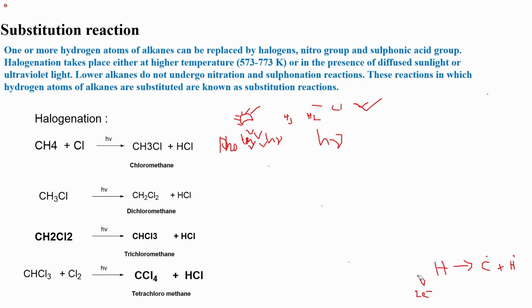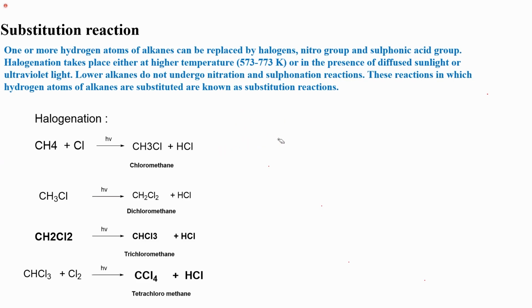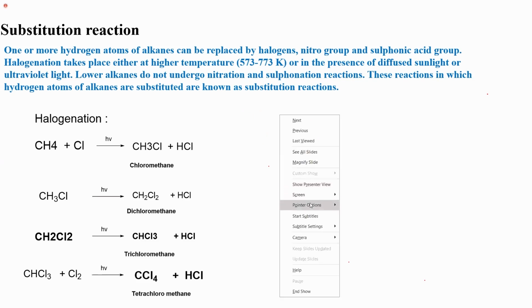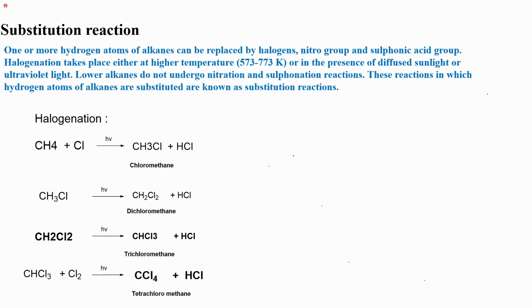Halogenation means what? In the periodic table, we know the halogen atoms: fluorine, the most electronegative atom, then chlorine, bromine and iodine. We are not discussing the other halogen atoms. We are only discussing chlorination, that is the halogenation. So we first took CH4 and Cl2.